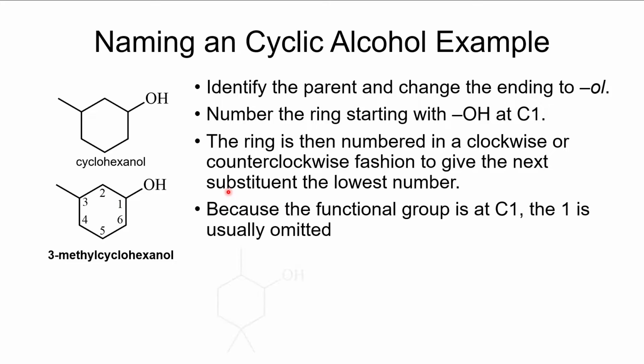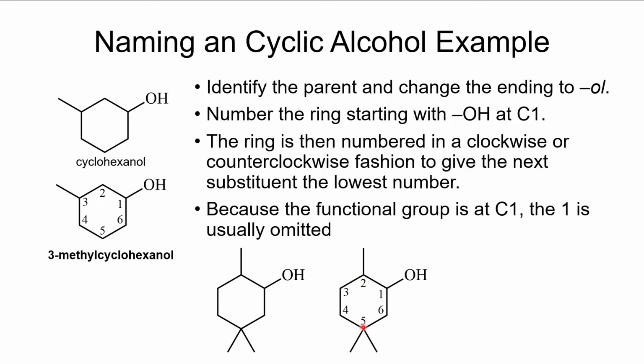All right, to practice that on another one, here we've got this one. So as far as numbering this, we want to make the OH the number 1, and then to number this to give the next substituent the lowest possible number, we're going to number this one 2. All right, so 1, 2, 3, 4, 5, 6. And then, so this is a cyclohexanol. We've got 3 methyls, 1 at the 2, and then 2 at the 5. So this should be 2,5,5-trimethylcyclohexanol. And there I see an error. I'm going to fix that.